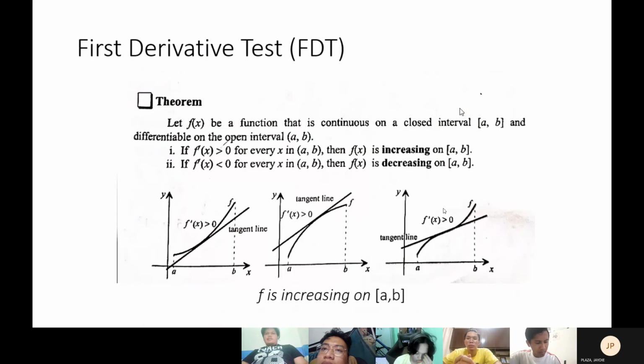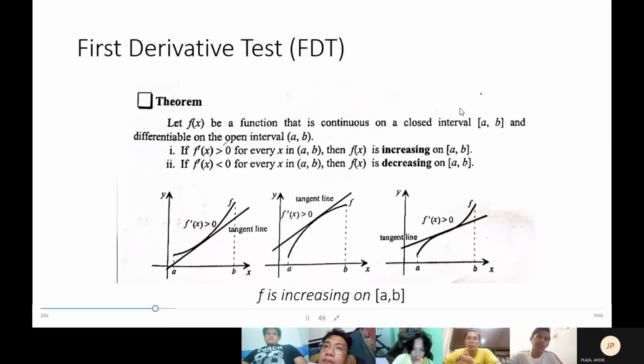This is the theorem that we need to consider. Let f of x be a function that is continuous on a closed interval ab and differentiable on the open interval ab. First, if f prime of x is greater than 0 for every x in open interval ab, then f of x is increasing on the closed interval ab. If f prime of x is less than 0 for every x in open interval ab, then f of x is decreasing on the closed interval ab.